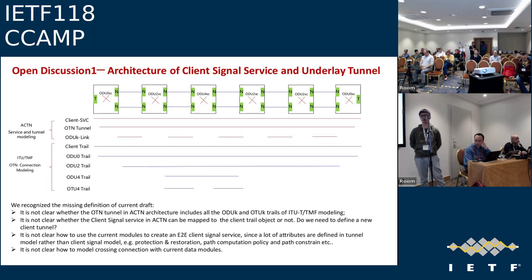And we also see that in the Ethernet tunnel model, there is also a placeholder which was intended to define a client tunnel. The third missing point we recognize is that it is not clear how to use the current model to create an end-to-end service, because a lot of attributes related to the service, such as protection and restoration, path computation policy and path constraint, are defined in the tunnel model, not in the service model. So do we need to preset a tunnel at the beginning or not?